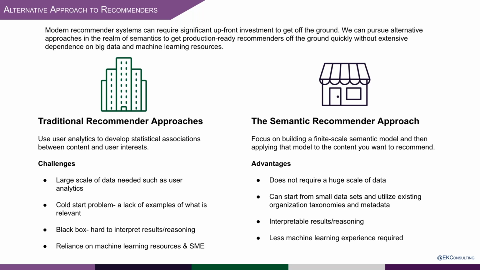And another issue we've seen is the black box. A lot of these are very technical statistical solutions, where it's very difficult to know, well, why did you recommend this to me? You still see that even with Netflix, for example. It isn't really telling you why it's recommending The Office, but you hope that it's relevant somehow. And then, because these are more technical solutions, they're very reliant on machine learning resources and SMEs, which can be another barrier.